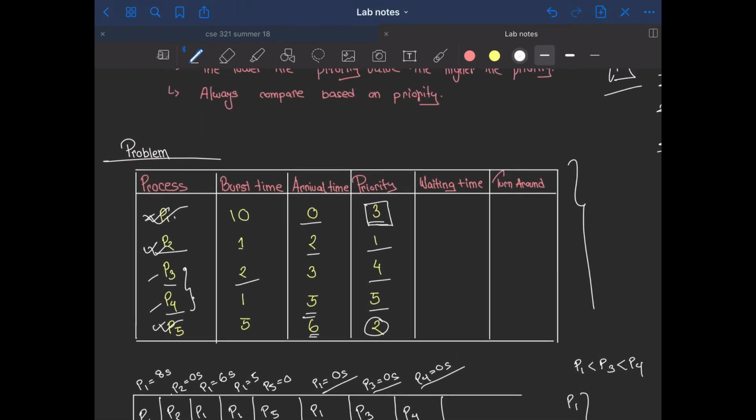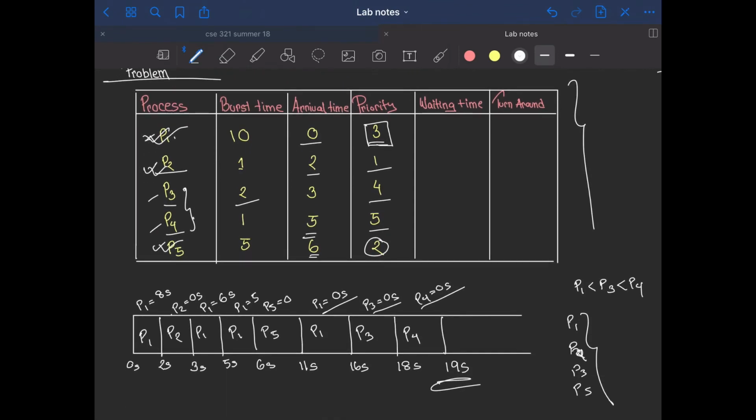Now let's calculate the waiting time and turnaround time for each process. P1 comes at the 0th second and leaves at the 16th second, so the turnaround time is 16 seconds. However, what's the waiting time? We always remember, turnaround time minus the burst time is the waiting time. So in this case, 16 minus 10, P1 waited for 6 seconds.